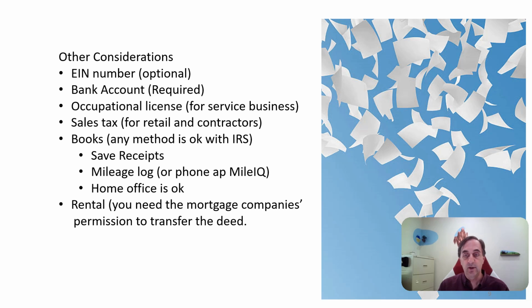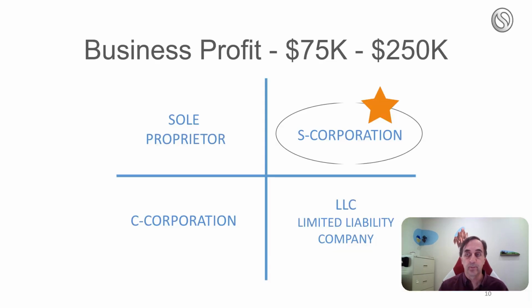As far as your bookkeeping goes, any method is okay with the IRS. Save your receipts, get a mileage log, or use one of those apps on your phone. Your home office can be deducted right on there. And for a rental, though, you might need permission from your mortgage company to transfer the deed of the house into the LLC. So we want to be careful to follow the rules in that regard.